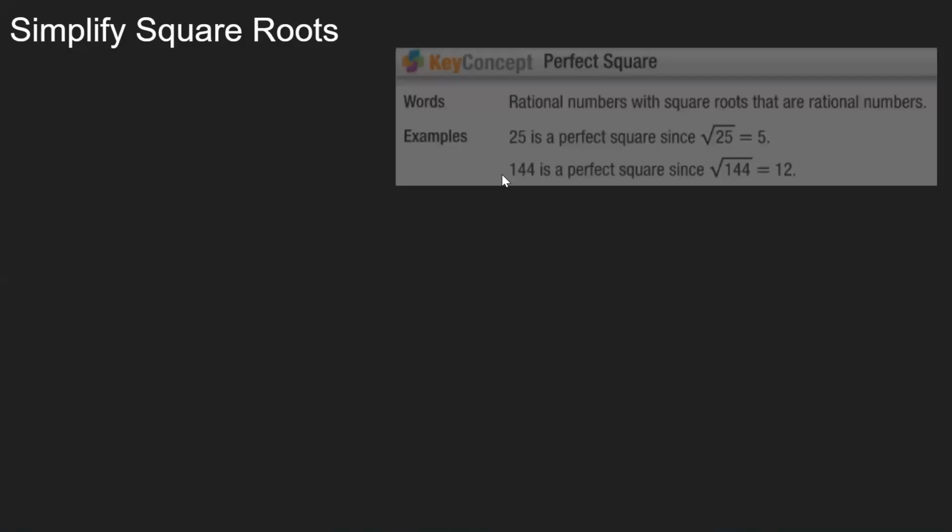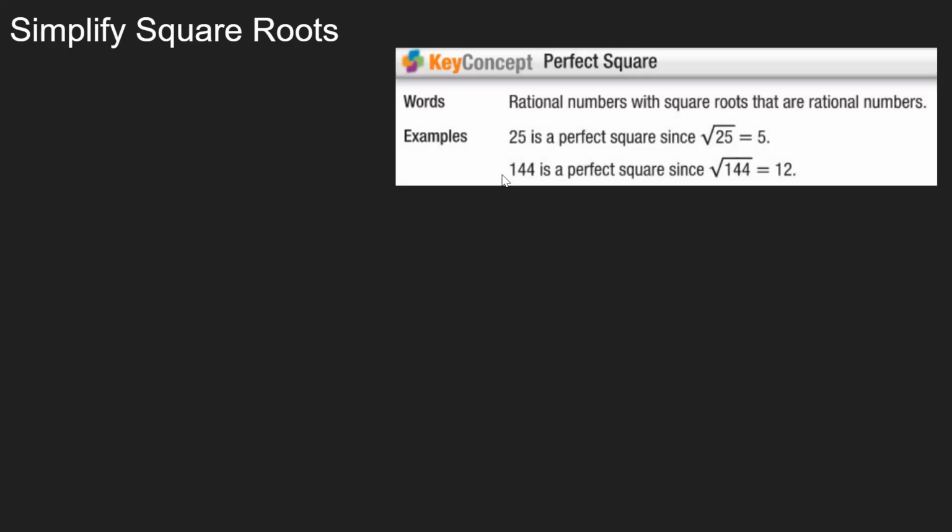All right, guys, in this quick video, I want to talk to you about how to simplify square roots. Now, the idea is that rational numbers with square roots are also rational numbers. And we also talk about the idea of perfect squares, because numbers that are perfect squares, you can take the square root of. So a couple examples on the board here. Square root of 25 is 5 and square root of 144 is 12.